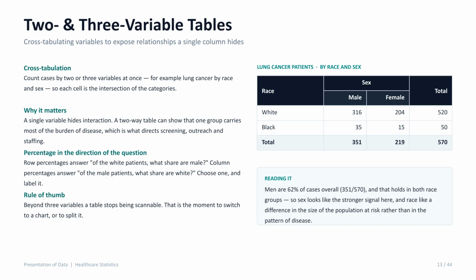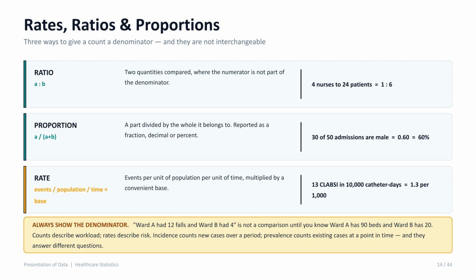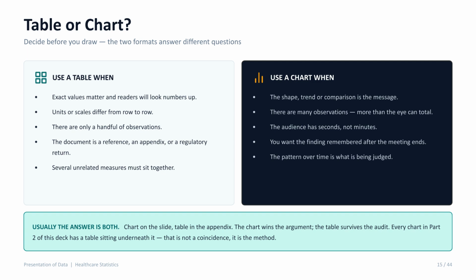When dealing with 2 or more variables, use cross-tabulation. This technique exposes relationships between categories. However, keep it simple. Beyond 3 variables, it is better to switch to a chart. It is essential to distinguish between ratios, proportions, and rates. Always provide the denominator, as counts describe workload, but rates are required to describe true risk. Finally, how do you choose between a table and a chart? Use a table for precision and reference, but use a chart to highlight trends and comparisons. Often, the best approach is to include both, the chart in the slide and the table in the appendix.